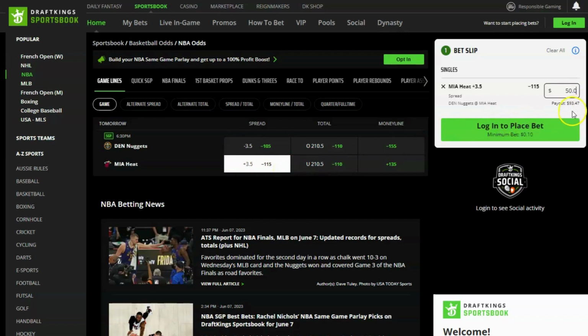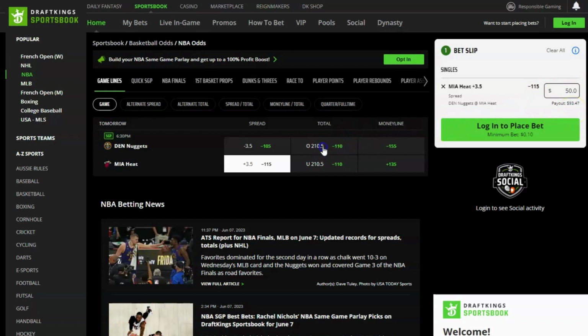So in this case, you can see it's 93.47 in return. Okay, so -115 means you get a little bit less profit. You'd have to bet $115 to win 100. So the calculations on $50 give you that profit. Again, you're $50 back plus the 43.47. So that's how you would calculate that.